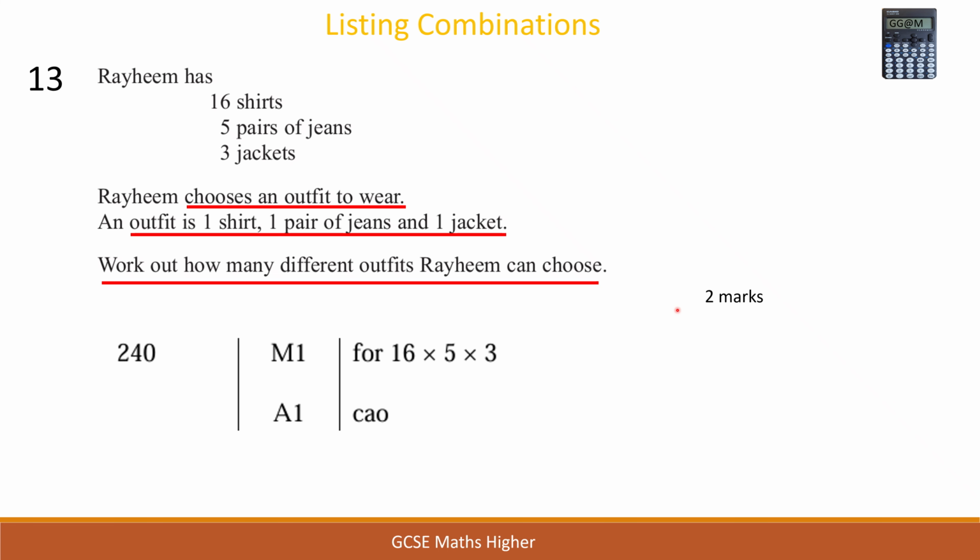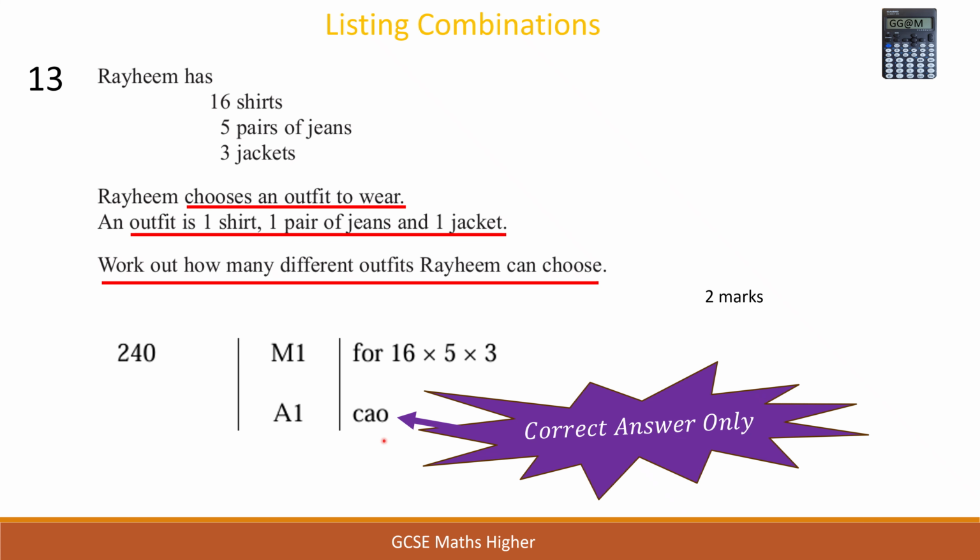Fantastic. So the mark scheme says the answer is 240. M1 means a method mark. A1 is an answer mark. The CAO again is correct answer only. So make sure you've got this correct answer here for 2 marks.